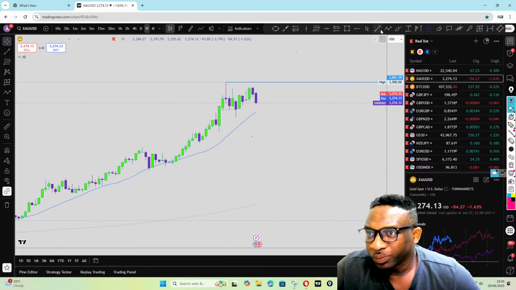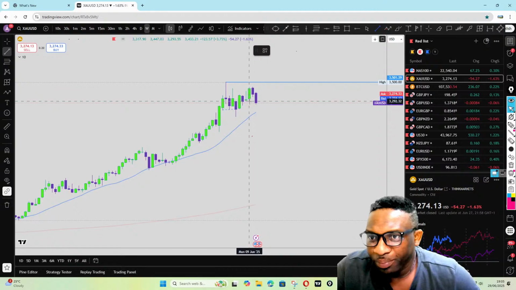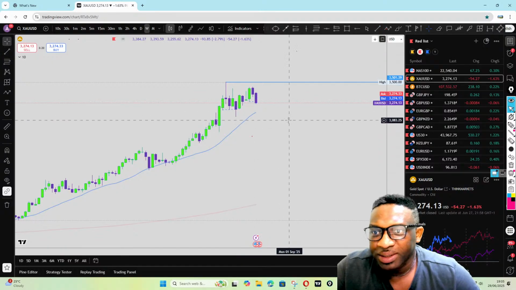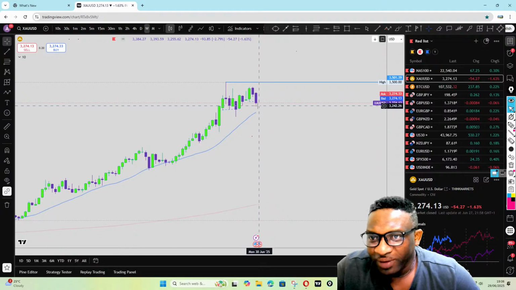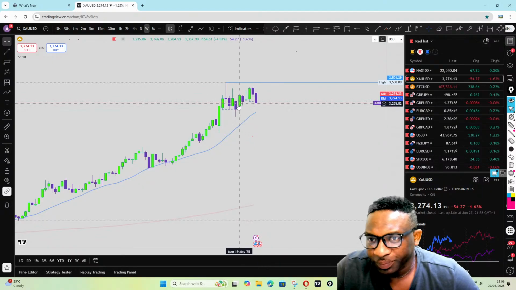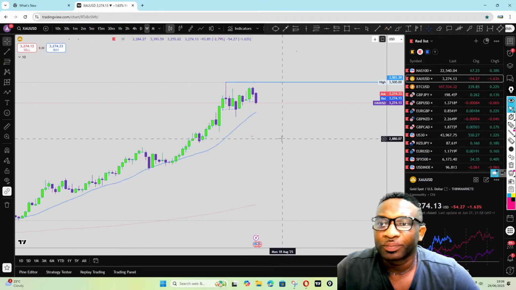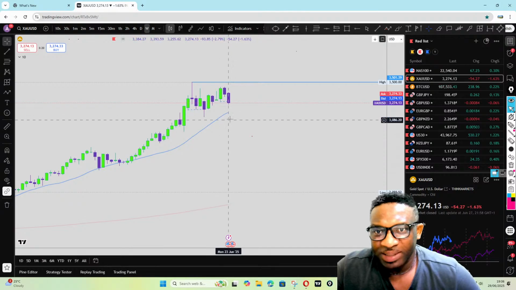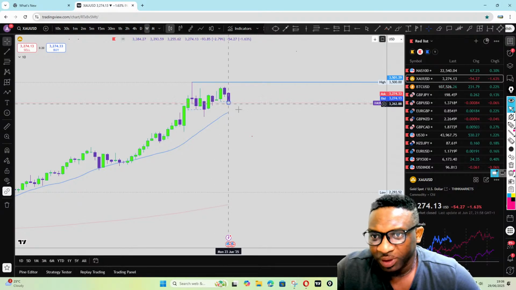But now we can see we have a break of structure, or market structure shift, or some will call it change in character on the weekly time frame. So we have a full body candle close below here. Now if we go on the lower time frame, we'll get more detail on this.